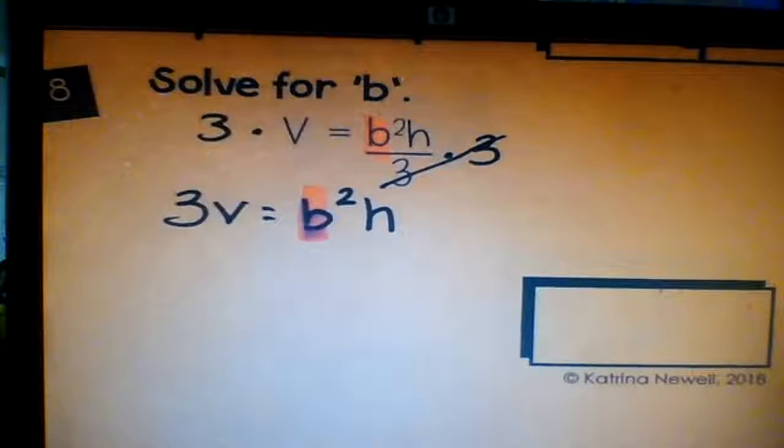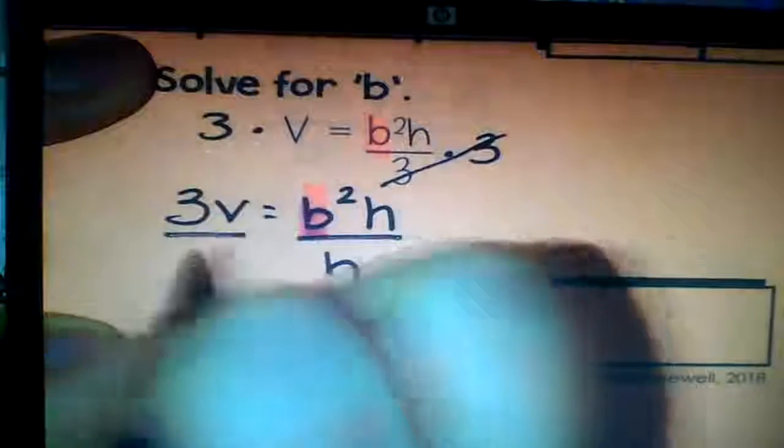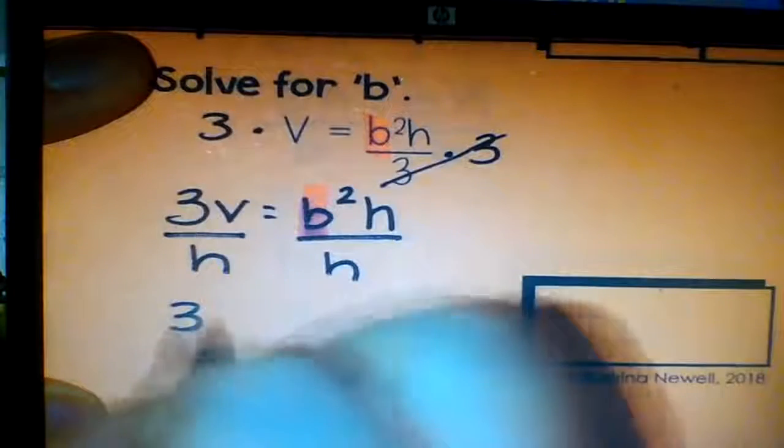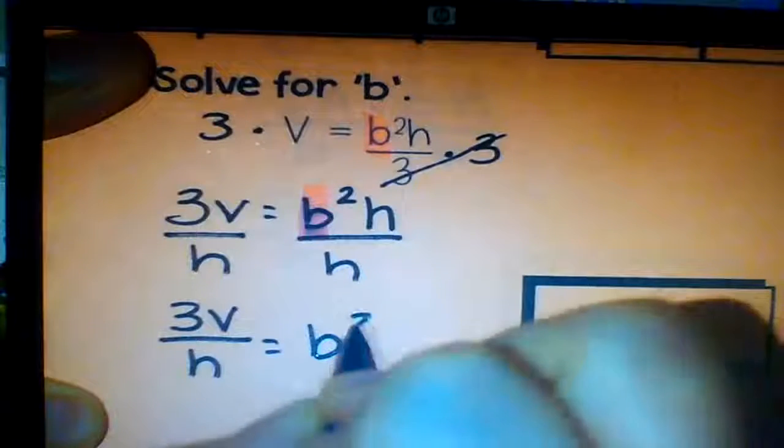Okay, remember I need to get everything that's not B out. So how do I remove H? Divide. So 3V divided by H equals B squared.